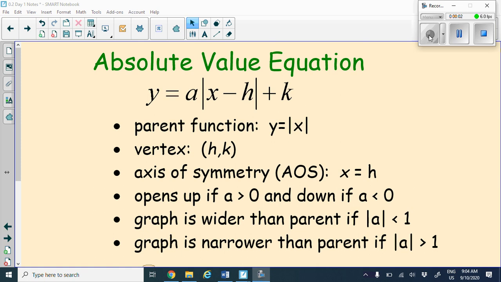Okay, so here is part 2 of our section 2 day 1 notes. We are now going to graph absolute value functions and talk about the transformations.